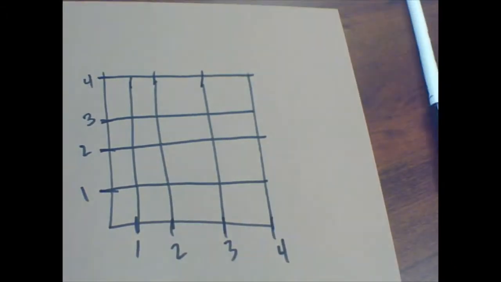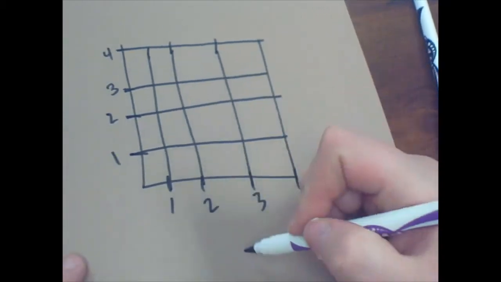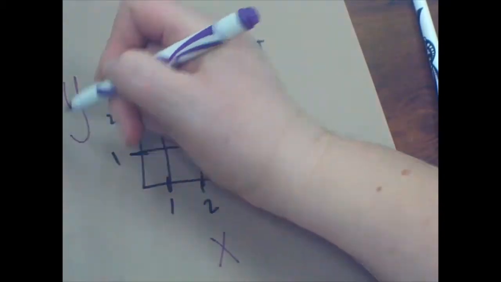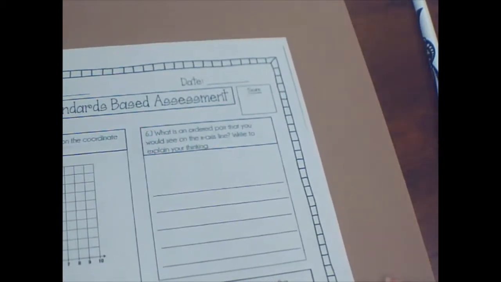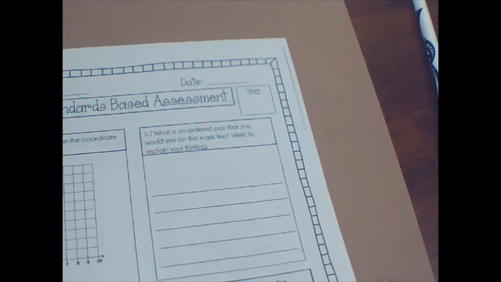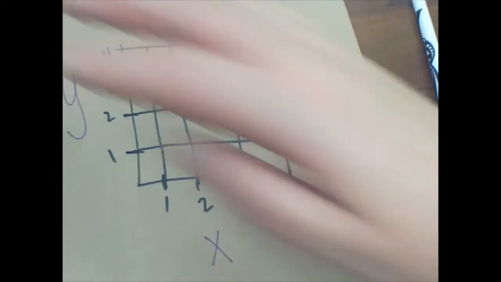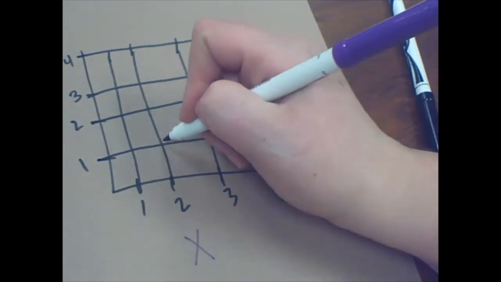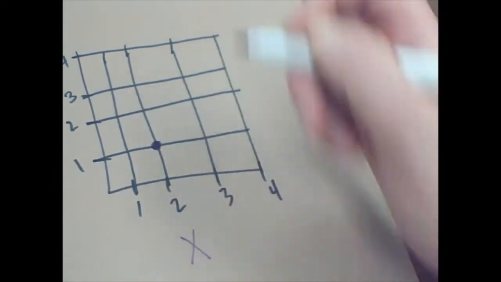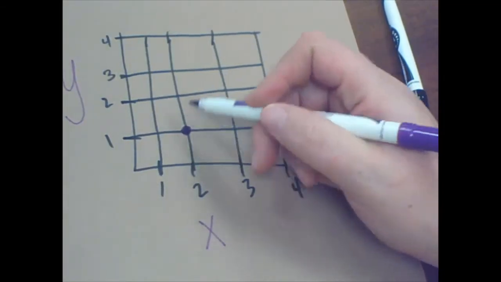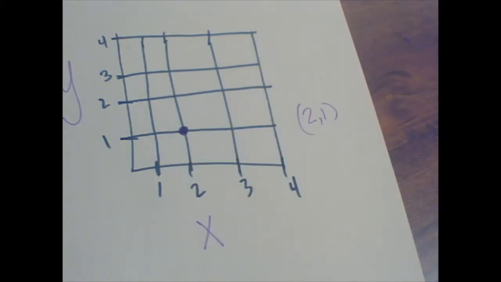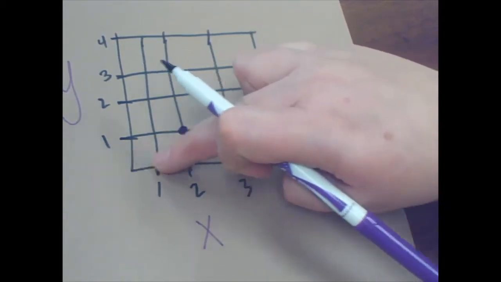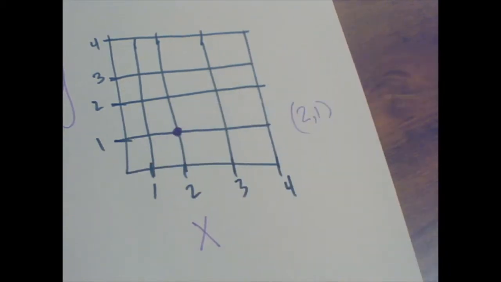Okay. Now, this is my x, this is my y. And if you remember, my question said, what is an ordered pair that you would see on the x-axis line? Write to explain your thinking. That is saying that I want an ordered pair, not that falls here. What would that ordered pair be? That ordered pair would be 2, 1, right? Over 2, up 1. I want to find an ordered pair that falls right here on this x-axis.